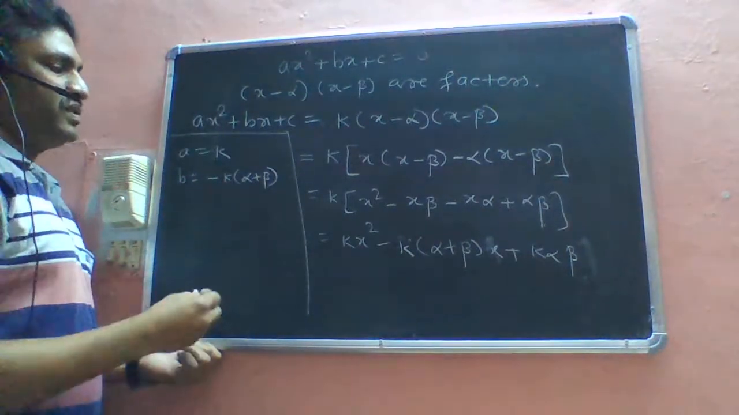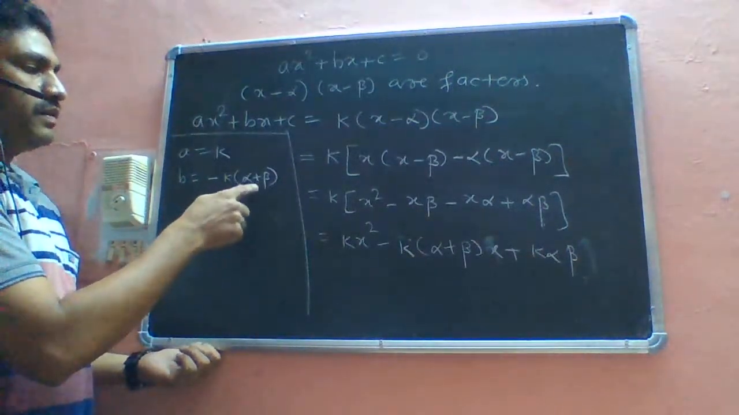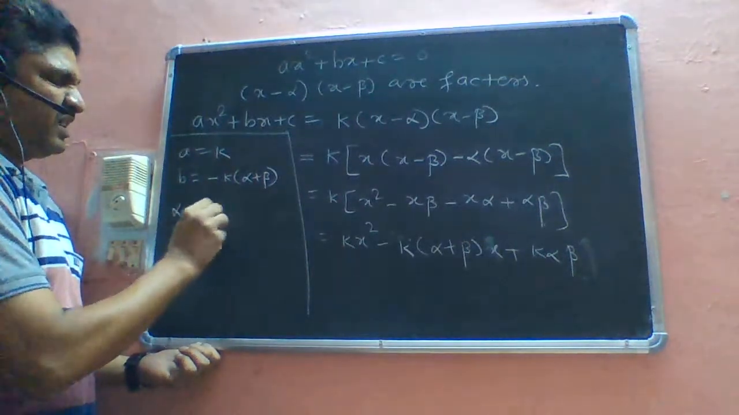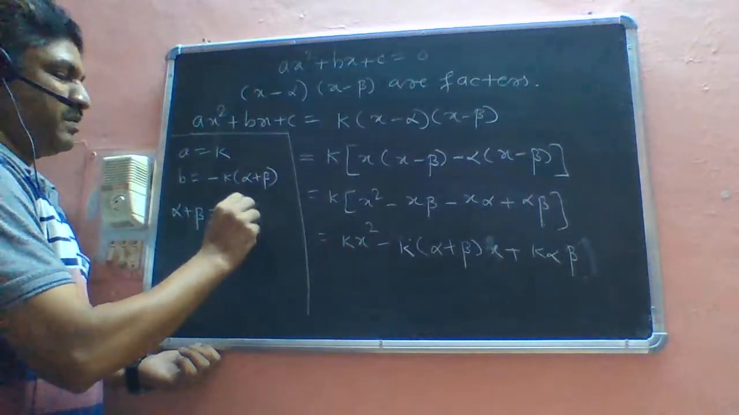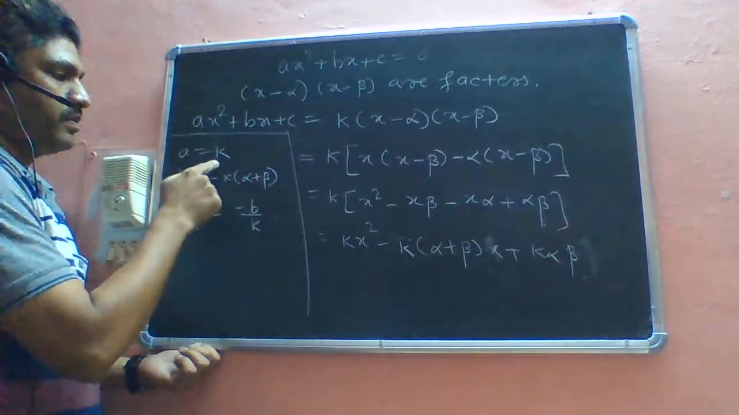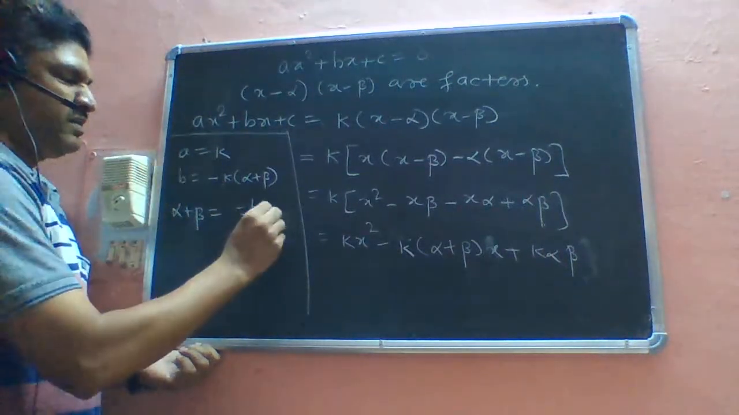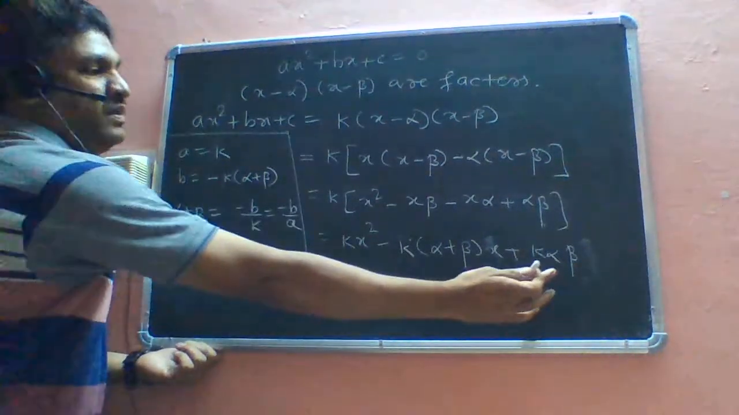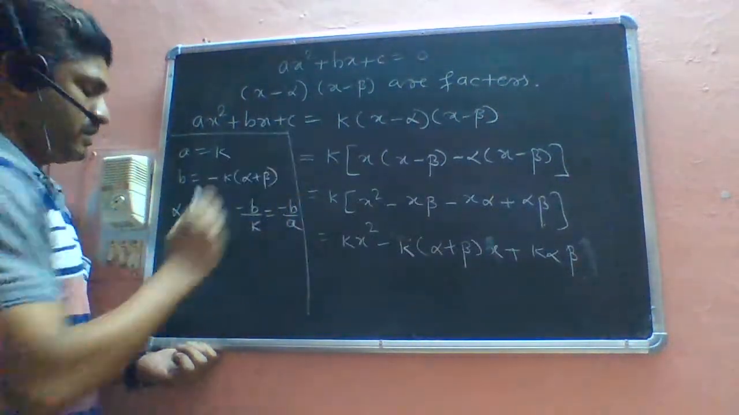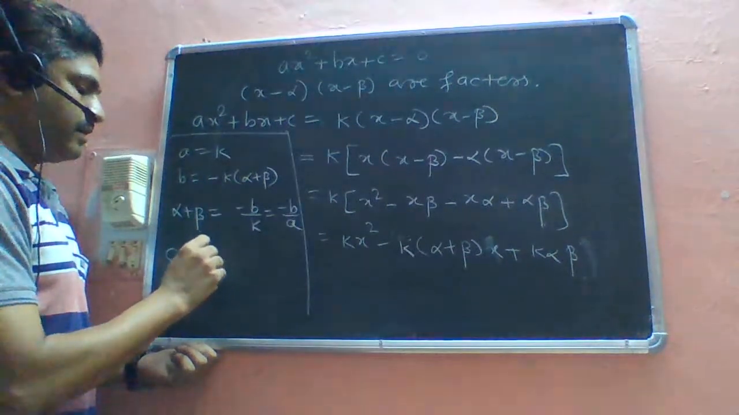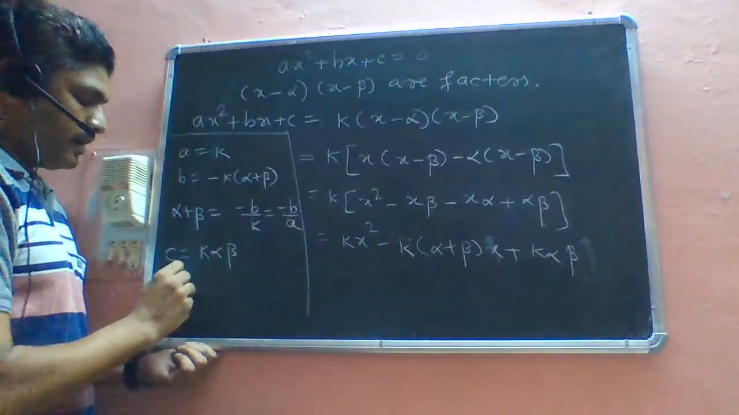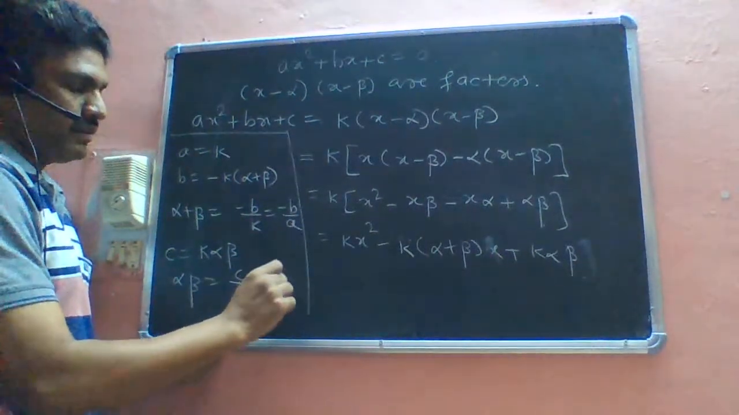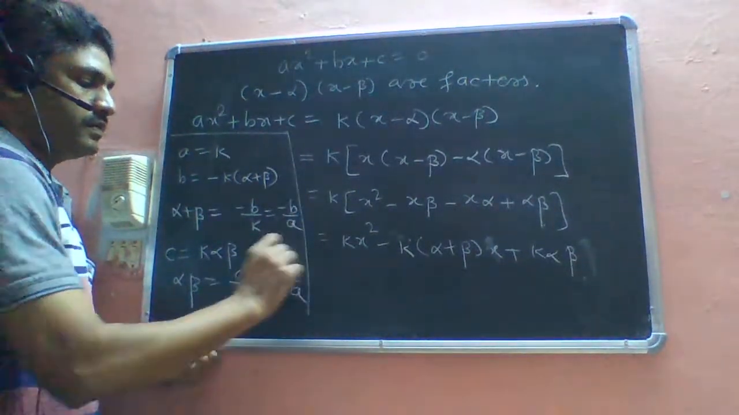All right. Now here I can get the value of alpha plus beta. Look here, alpha plus beta is going to be minus b by k. And what is the value of k here? That is a. So it is minus b by a. And third one, if you compare, this is the constant. So c is equal to k alpha beta. Again alpha into beta is equal to c by k, and again putting the value of k as a, I got this one.